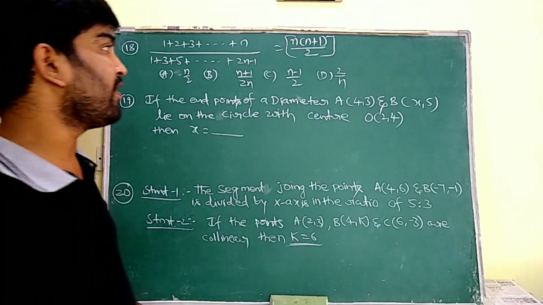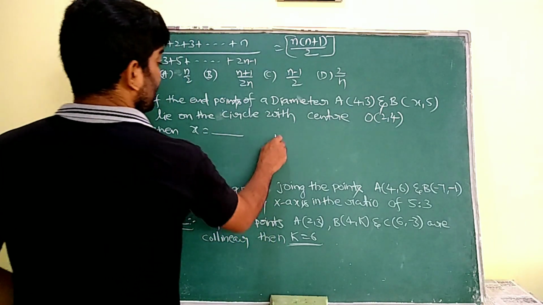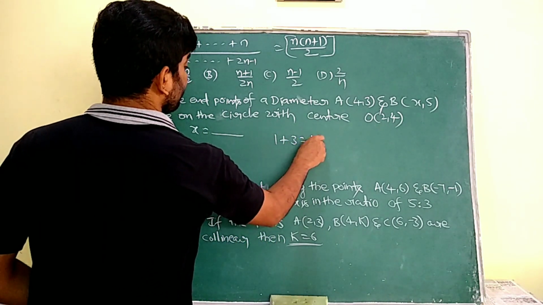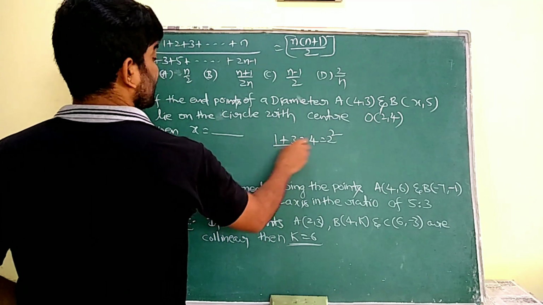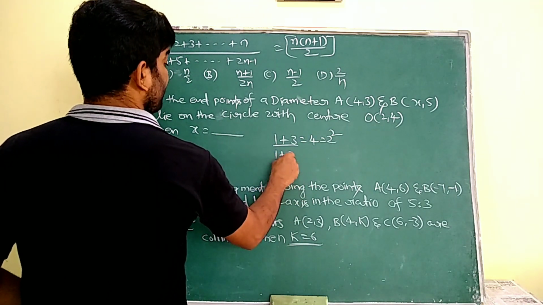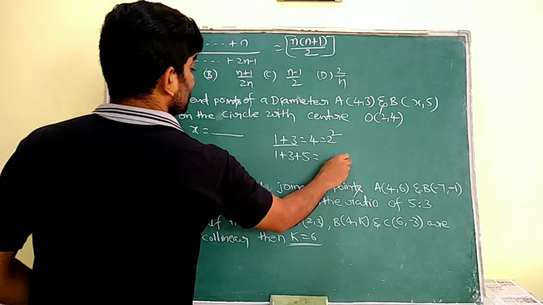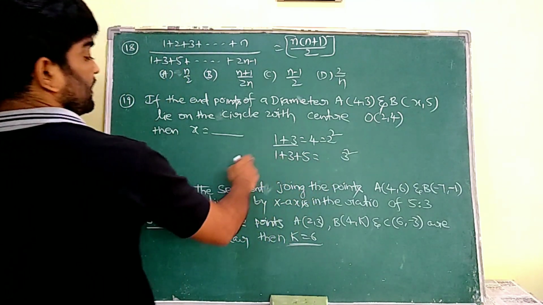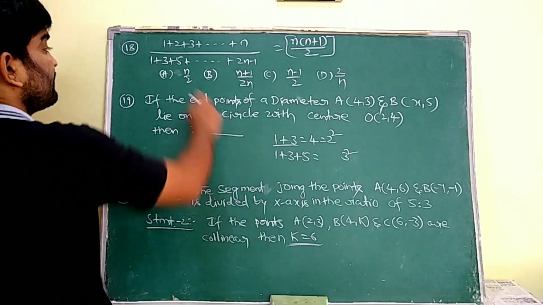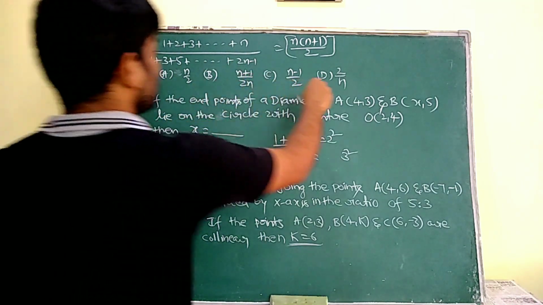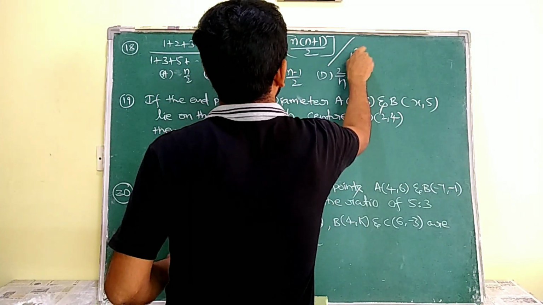We know that the sum of odd numbers is n square. See, 1 plus 3 is equal to 4, that is 2 square. The sum of 2 odd numbers is 2 square. The sum of 3 odd numbers is 3 square, that is 9. Like that, the sum of the first n odd numbers is n square.